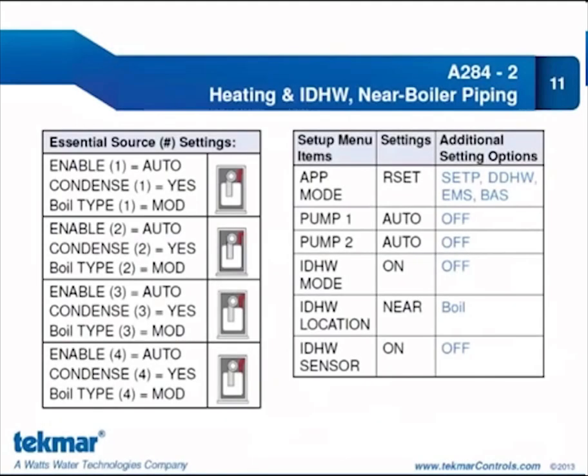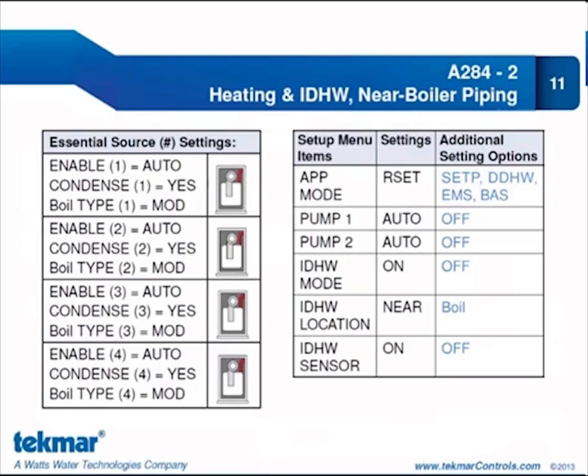Here are the essential settings for our second application. Again, we start with the source menu for each of those boilers. We have to turn all those boilers on by selecting auto. Then we specify if the boilers are condensing. In this case, they are, so we select yes. Boiler type, in this case, is modulating, same for all. Now, this does have the same copy feature that you're used to in previous controls. So a faster way to set this up would be to copy the settings from boiler 1 to boilers 2, 3, and 4. The rest of the essential settings are in the setup menu.